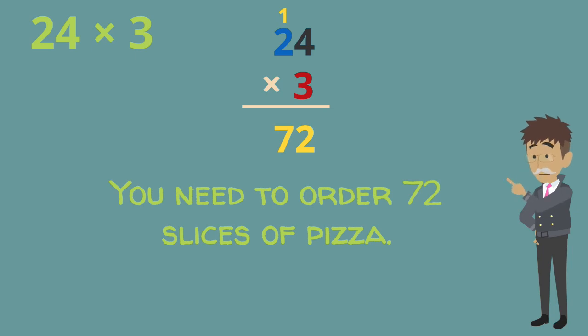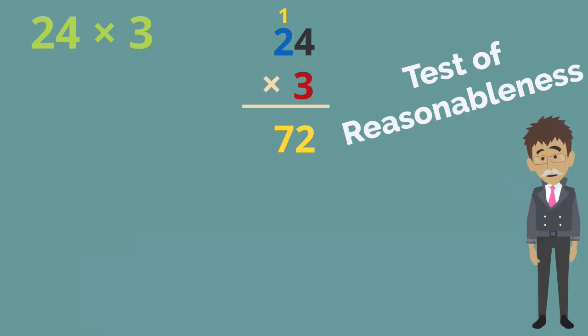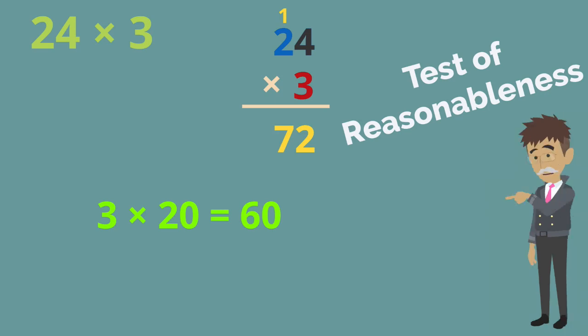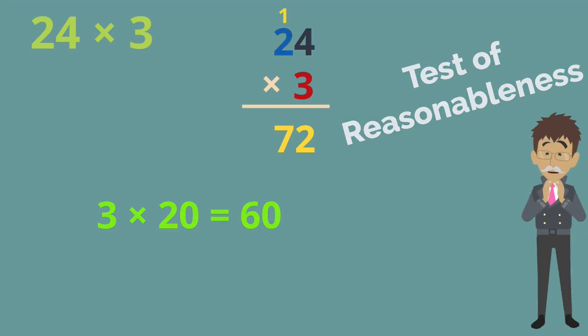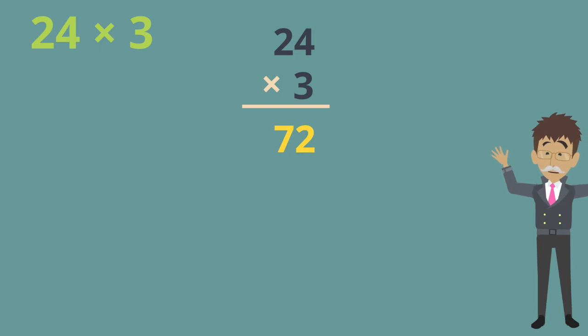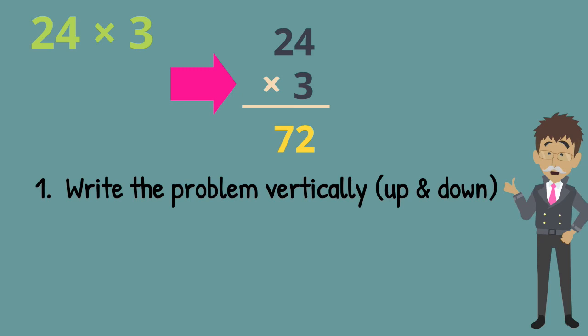Before moving on, I will check my work with a test of reasonableness. This means asking myself if my answer seems reasonable. 3 times 20 is 60. My answer should be close to 60, but a bit bigger, since 24 is larger than 20. Since my answer is close to what is estimated, it seems reasonable. This is a great way to determine whether your answer is close or seems accurate. Notice that to solve this problem using the standard algorithm, we started by writing our problem in an organized manner.